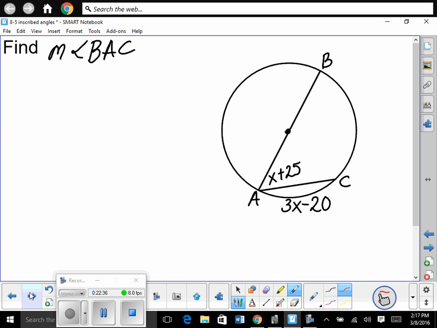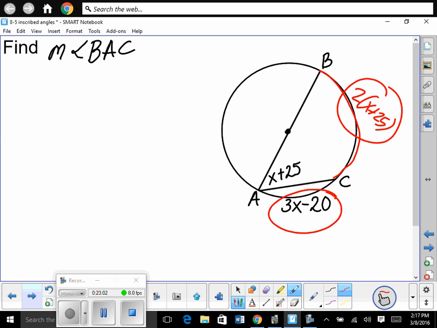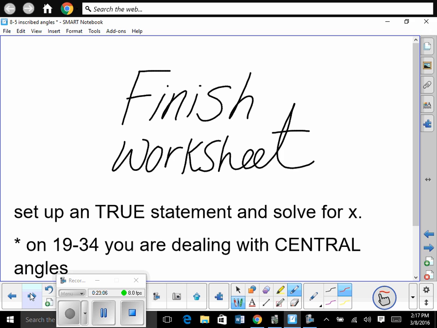Okay, this one, would you guys be able to set up a true statement, or do I need to do it? You're sure? Let's do this in front of it. First of all, we know that this arc will be this angle times 2, right? So this arc is 2 times x plus 25, am I correct? Then wouldn't this plus this equal 180? Are we good? I'm not going to continue then. Finish the worksheet.